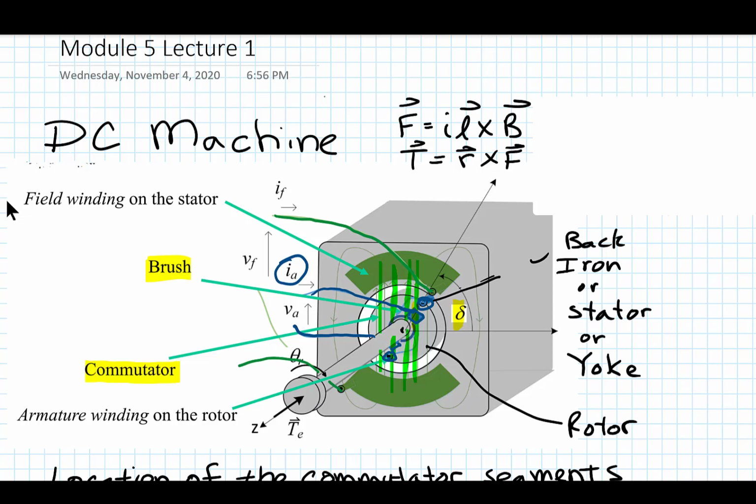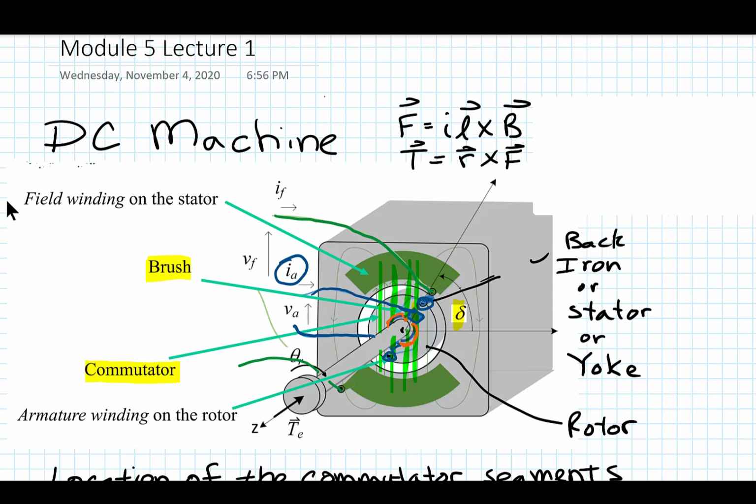Now the brushes ride on top of a conducting copper segment, 2 segments as a minimum, but usually there are multiple segments. And think of it as a copper ring that is right here, wrapped around the shaft. And then it's cut. There's a cut made right where the brush is located here. And the brush is stationary, but this thing is rotating. And there are these 2 gaps.